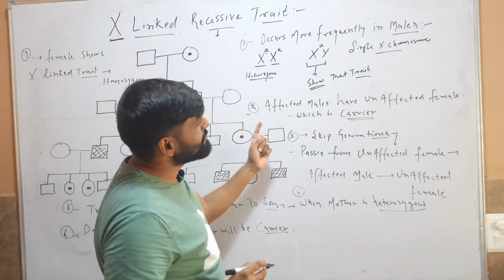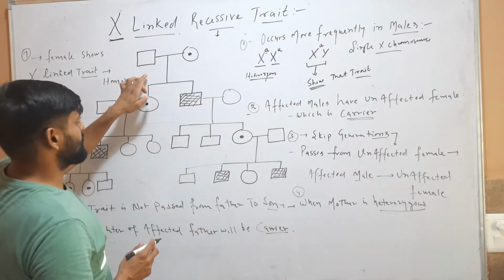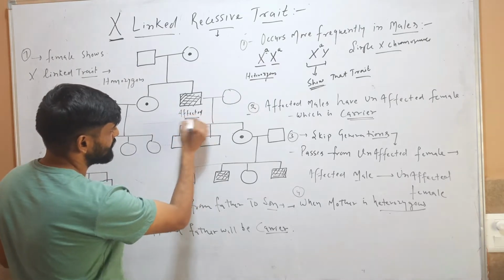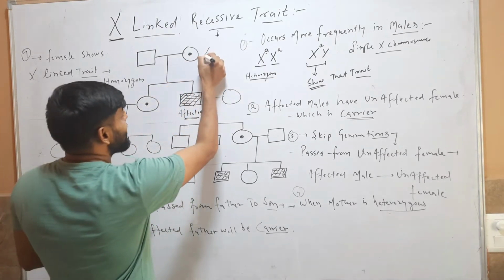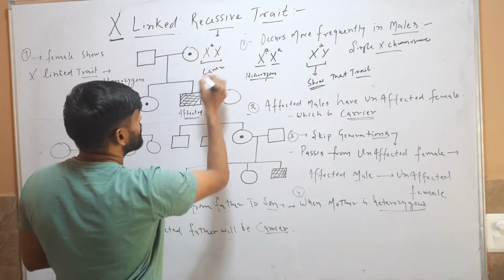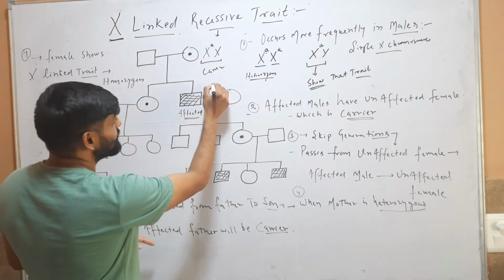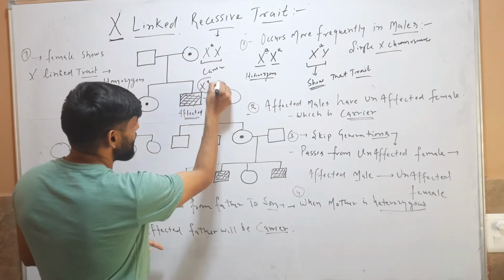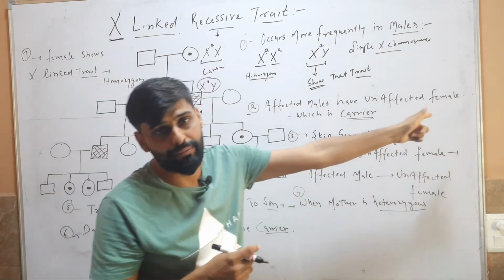Second, an affected male has an unaffected female relative, which is a carrier. For example, this male is affected. The mother of that male is X and XA, so she is a carrier. This offspring got the Y chromosome from the father, which is normal, and the X from the mother. So it is affected.